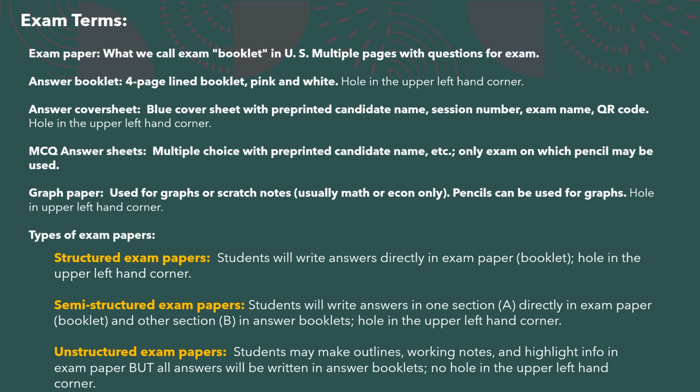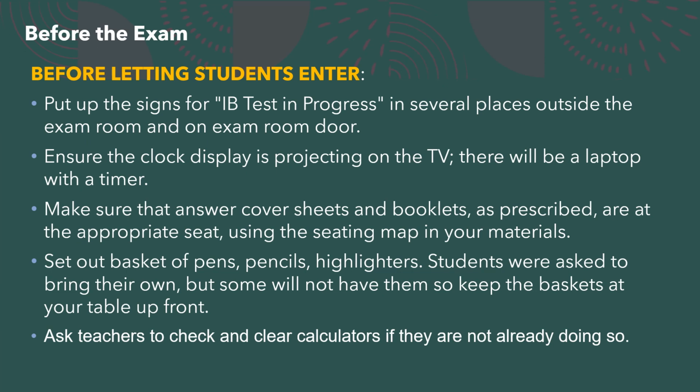Finally, there is an unstructured exam paper. And because it's unstructured and will not be sent to the scanning center, students may make outlines, working notes, bullet points, diagrams. They can highlight info on the exam paper, but all of their answers will be written in answer booklets, the 4-page lined booklet. And in many cases, students might need to use more than one of the 4-page answer booklets, and there is no hole in the upper left-hand corner of the unstructured exam paper.